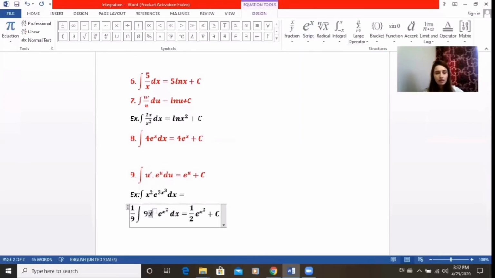So x squared, and here e to the power 3x cubed. Don't forget to make it like this. I don't have a number here, I don't have 9, so I will put 9 here, but I will multiply outside by 1 over 9. Okay, don't forget to do this. So that's so easy for this. Clear all? Easy rules.